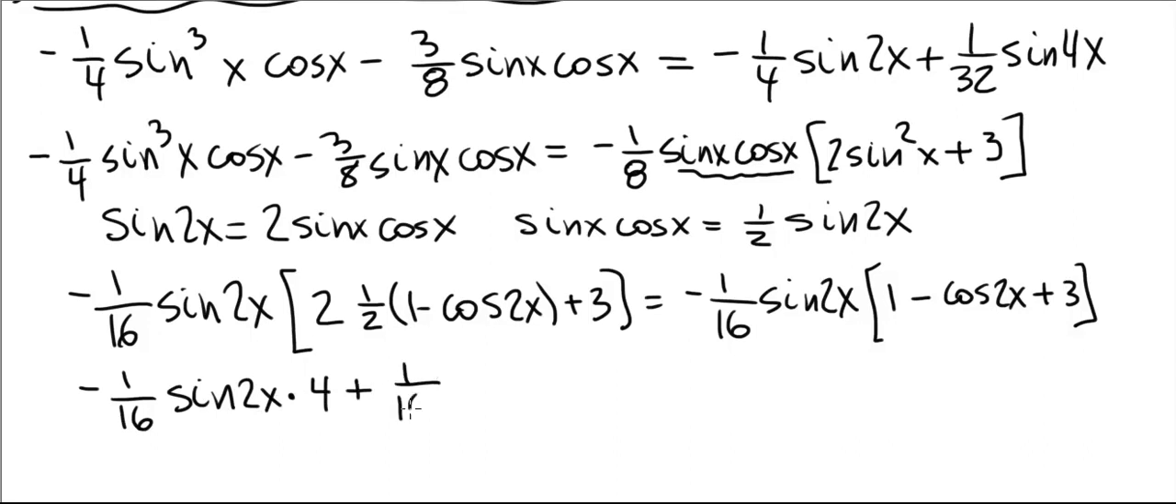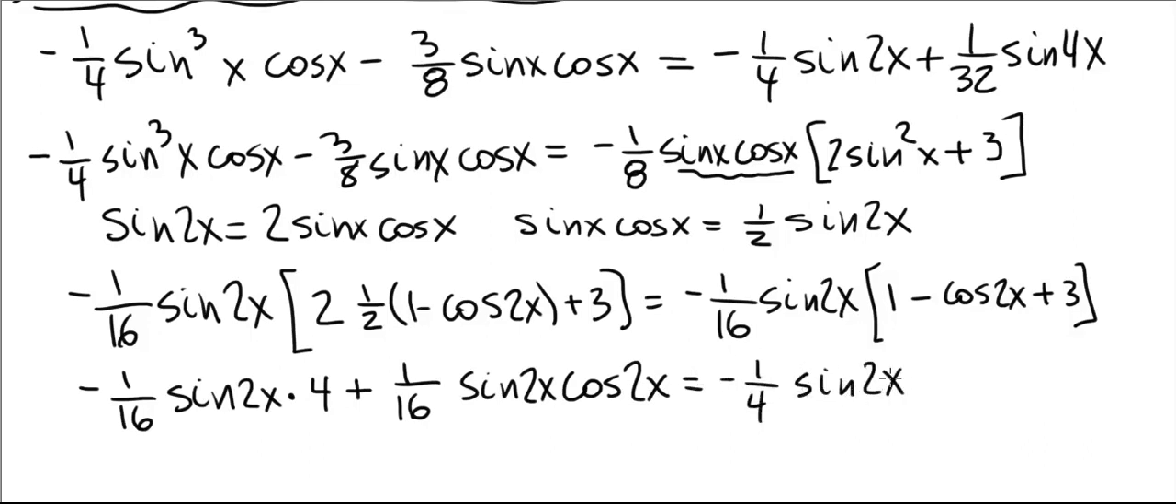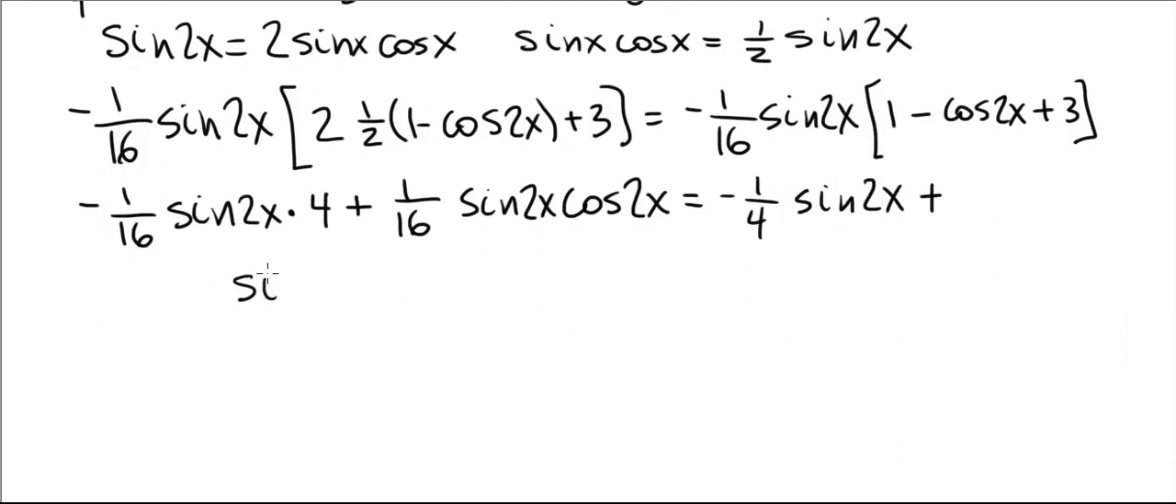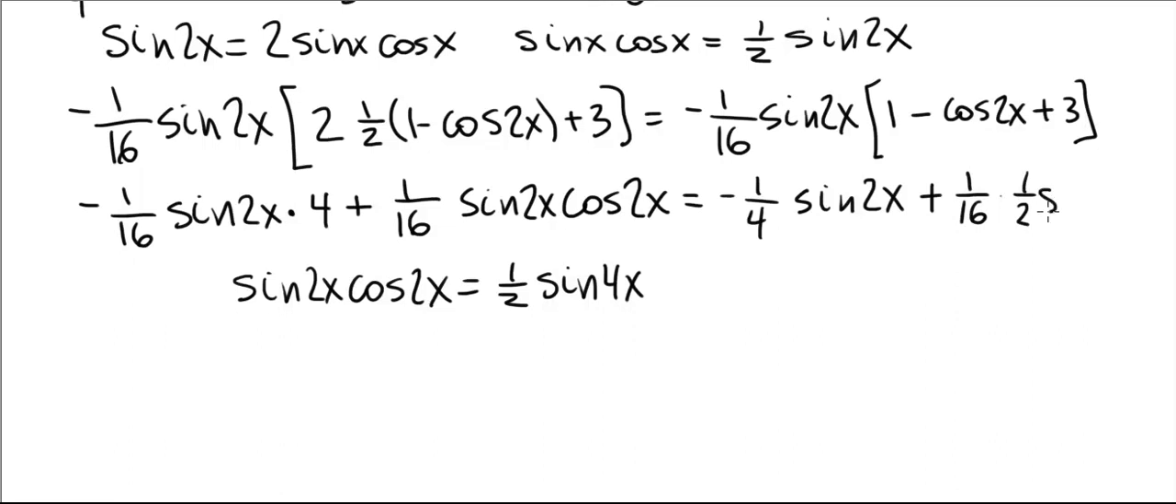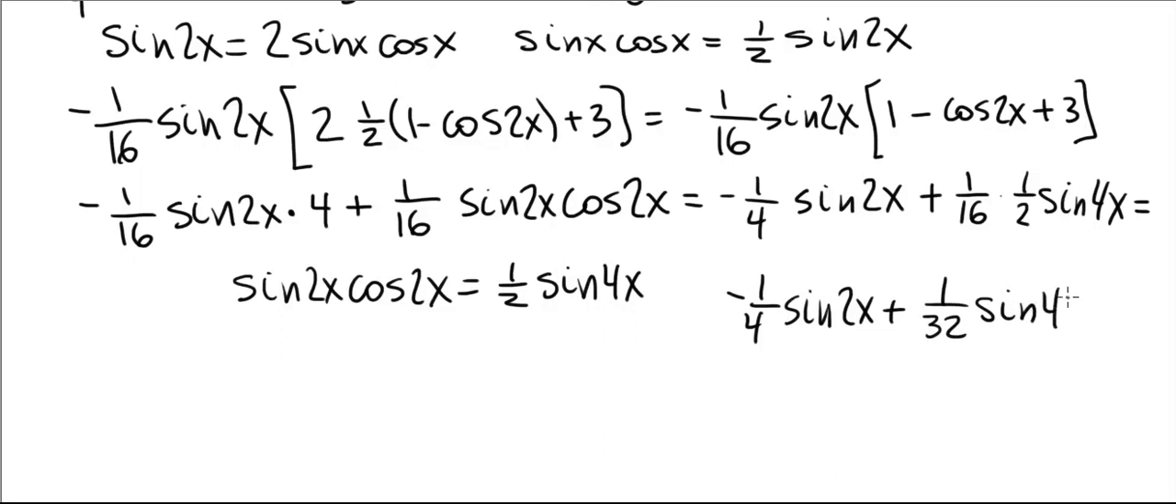So this is minus 1/16 times sine of 2x times 4, and then plus 1/16 sine of 2x cosine of 2x. Well, the first part is minus 1/4 sine 2x plus 1/16 times sine 2x cosine 2x, but sine 2x cosine 2x can be expressed as 1/2 times sine of 4x. That's what I'm going to put here. So we have 1/16 times 1/2 sine 4x, and this is minus 1/4 sine 2x plus 1/32 sine of 4x. That's exactly what the first answer was, at least the trigonometric part of the first answer. So the answers are reconciled.